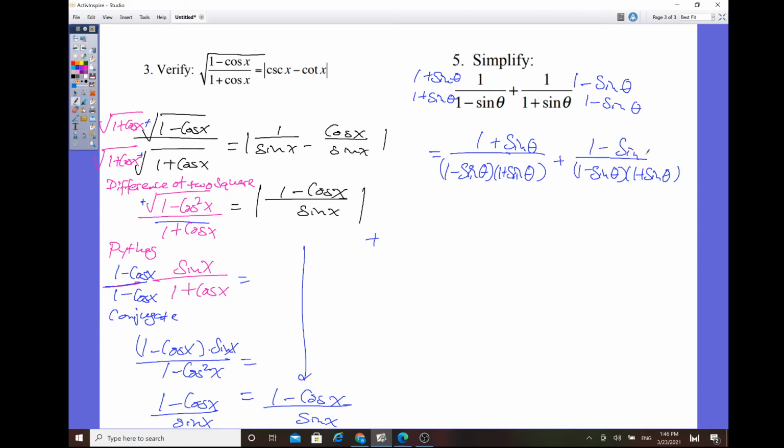So what we got here is just 2 all over 1 minus sine theta times 1 plus sine theta. Once you multiply them straight across, the denominator is 1 minus sine square of theta, which is cosine square of theta. So it's 2 over cosine square of theta, and eventually it's 2 secant square of theta. Okay, so it's relatively easy.